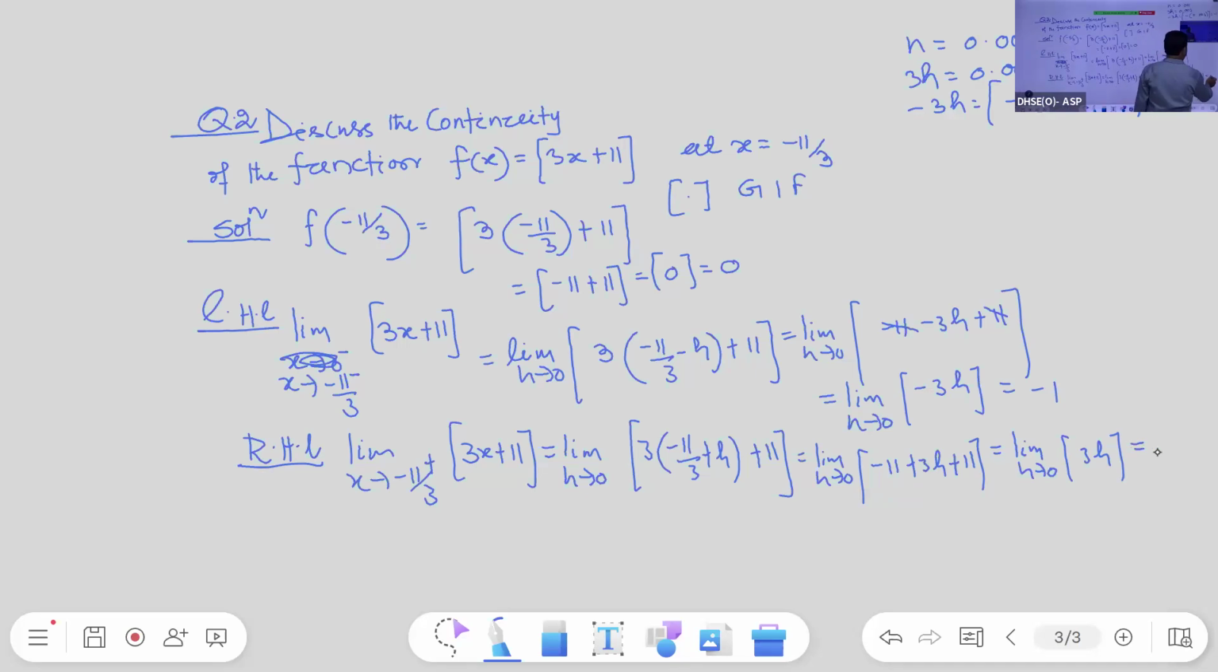Okay. So for this function, the left hand limit is minus 1, the right hand limit is 0, and the value of the function is 0. So the left hand limit is not equal to the right hand limit, so the limit of the function doesn't exist. Hence the function is discontinuous at x equals minus 11 by 3. Did you understand, guys?